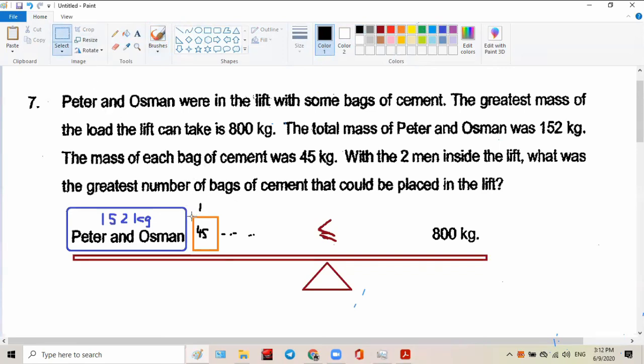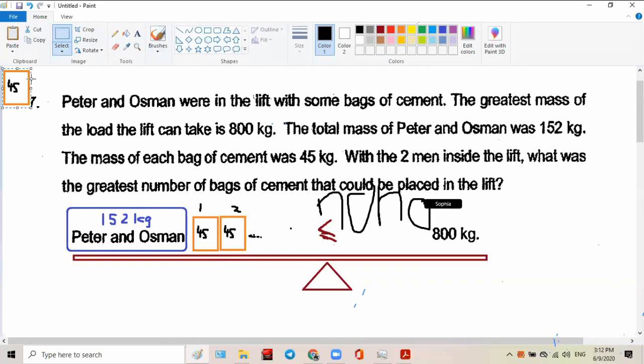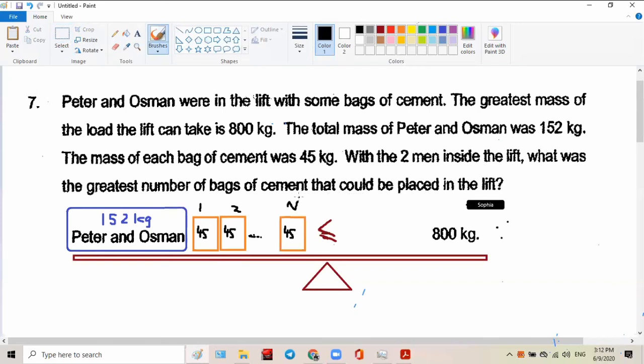Obviously, you have bag number 2. Are you following? And who knows how many bags they have? We'll just continue, bag number 2 until bag number n. So what's the greatest number of bags? Can you do an equation? You have 45 times n. How many bags? Must be equal or less than. It cannot be more, you know.